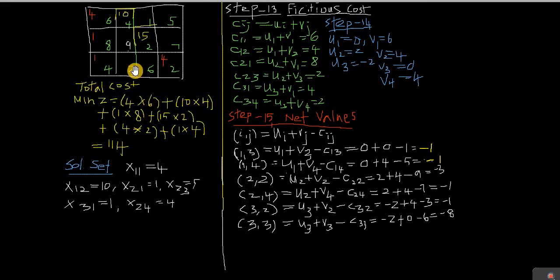3 2 is equal to U3 plus V2 minus C32, that equals minus 2 plus 4 minus 3 is equal to minus 1. And the last one is C33, U3 plus V3 minus C33, that equals minus 2 plus 0 minus 6 equals minus 8. Okay, right, in all these net values, all are negative. That implies what? Our optimum is reached. Am I correct?